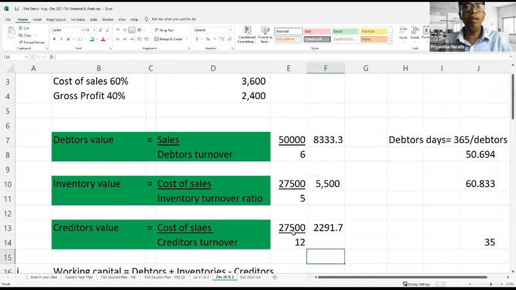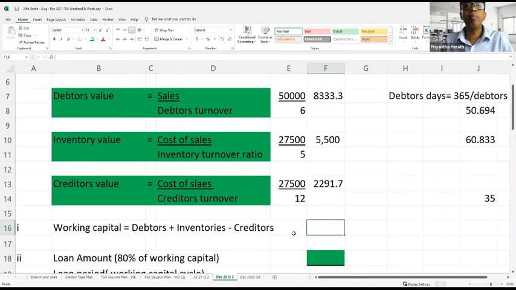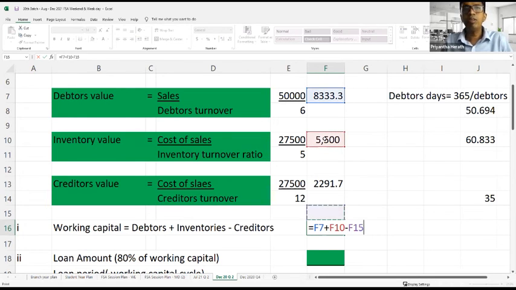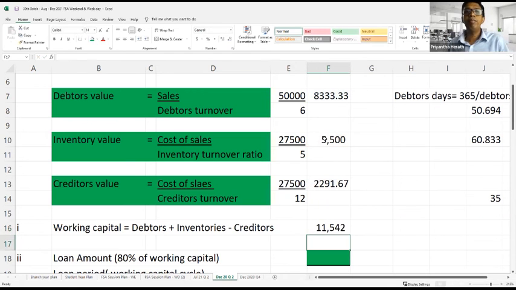Therefore, your working capital: debtors 8,000 plus inventory 5,500 minus creditors 2,291. 11,542. Working capital 11,542. Right. Next question.